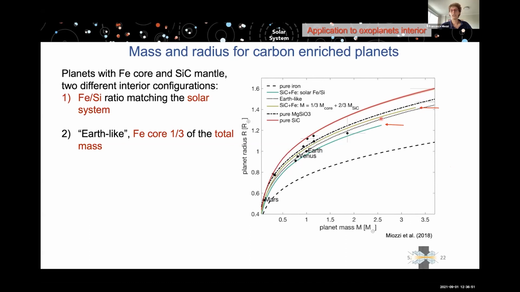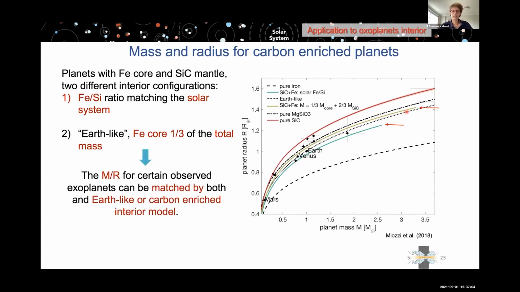But if we consider the planet made of pure SiC as a mantle and a core similar to the one of the Earth, it is fairly close to the Earth-like curve. So what does it mean? It means that for certain observed exoplanets, the mass-radius plot, that is one of the main tools we have now to interpret observations, can't really help, because the same point, let's take for example this one, this is an observed planet.